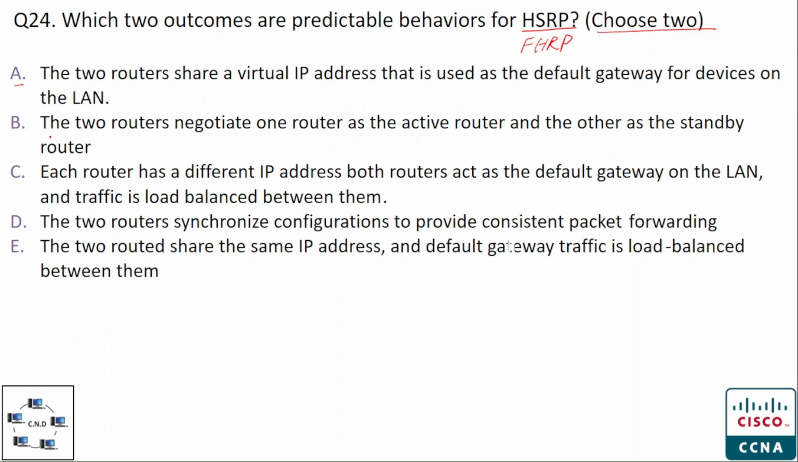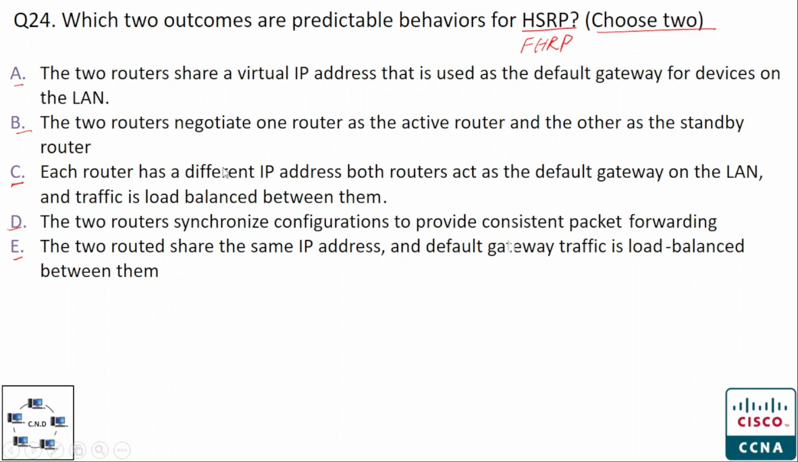Option B, the two routers negotiate one router as the active router and the other as the standby router. Option C, each router has a different IP address. Both routers act as a default gateway on the LAN and traffic is load balanced between them. Option D, the two routers synchronize configuration to provide consistent packet forwarding. And option E, the two routers share the same IP address and default gateway traffic is load balanced between them.